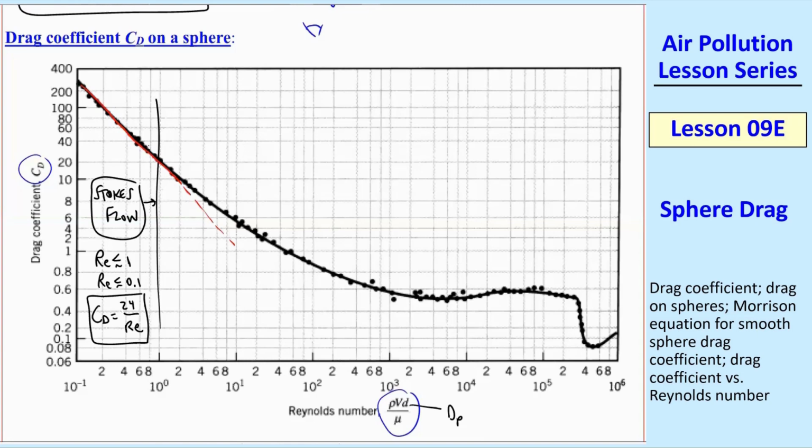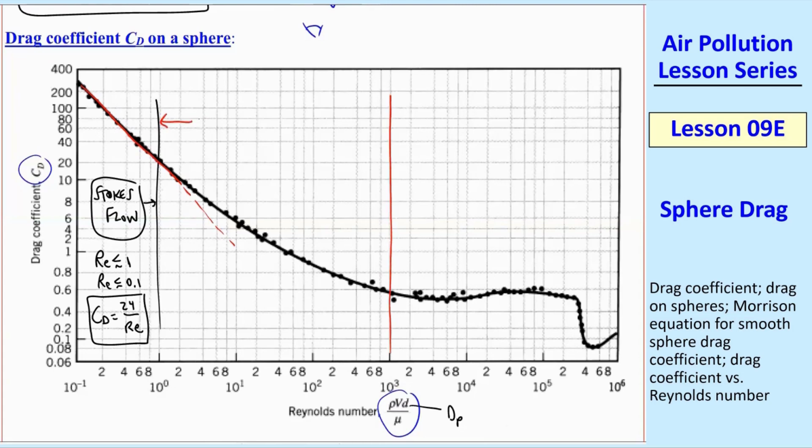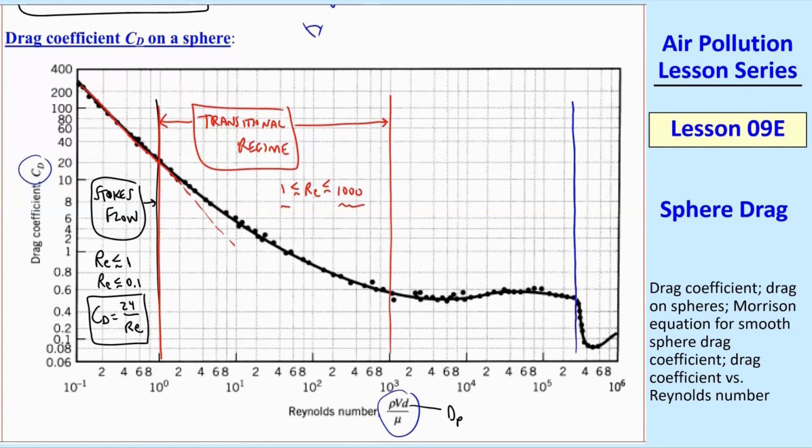And then you have between about 1 and 1,000. Between here, we call this the transitional regime. I don't really like that name because it seems to imply transition between laminar and turbulent. It's really transitional between the Stokes flow and what they call a laminar separation region. There's no clear distinction between these various Reynolds numbers, but that's called the transitional regime. And then we get into what some people call, up until about 2 or 3 times 10 to the 5th, where you have this sudden change, the laminar region.